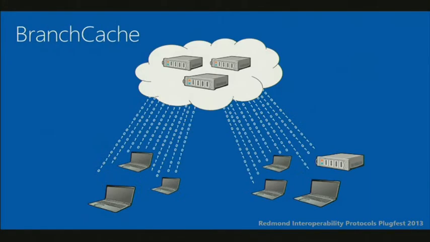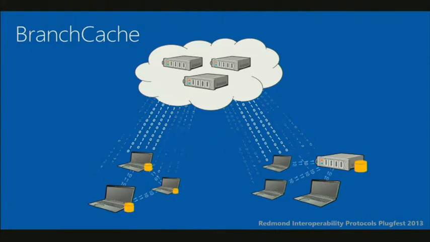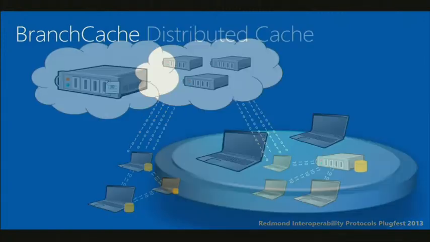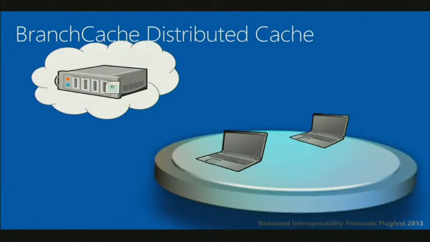So the way we solve this in BranchCache is to take the devices that are accessing the data and let them work together to reuse the data that they've downloaded and reduce the amount of bandwidth that we need going back to the central server. BranchCache works in two different modes. The first of these is distributed cache.